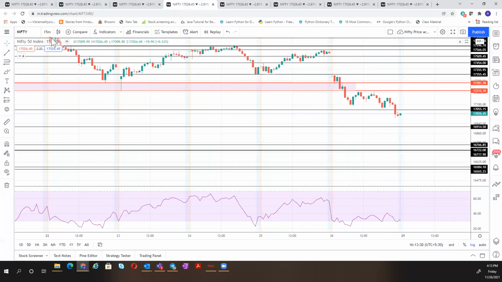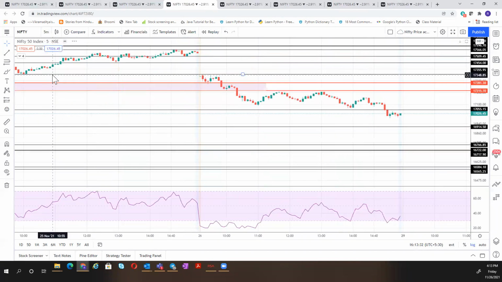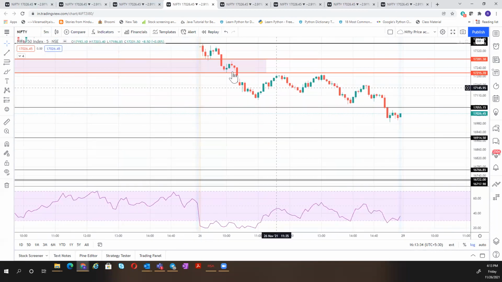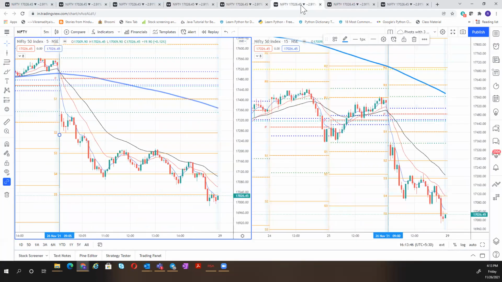This is where, let me take you to 5 minutes. This is the price action I mentioned. See here, where is the pin bar? This is S2 pivot. So here we had S2 and this was a strong support and market bounced there. But anyway, then market went down. And below S2, market would go to S3, then S4, then S5.